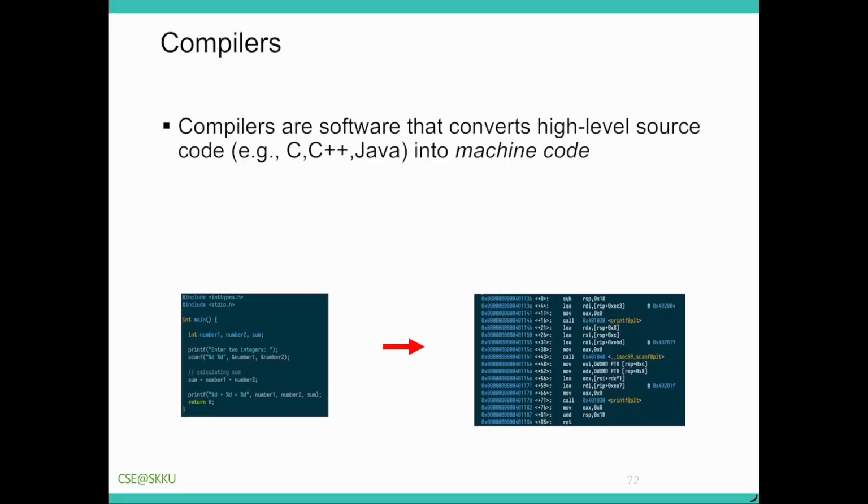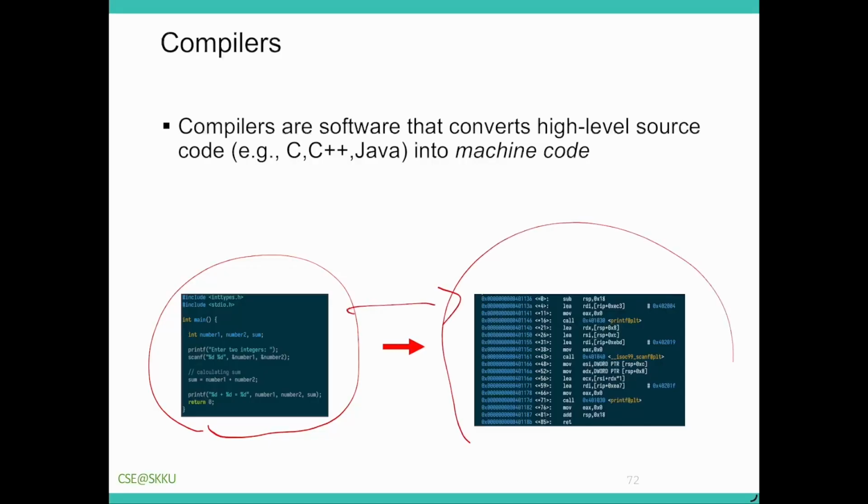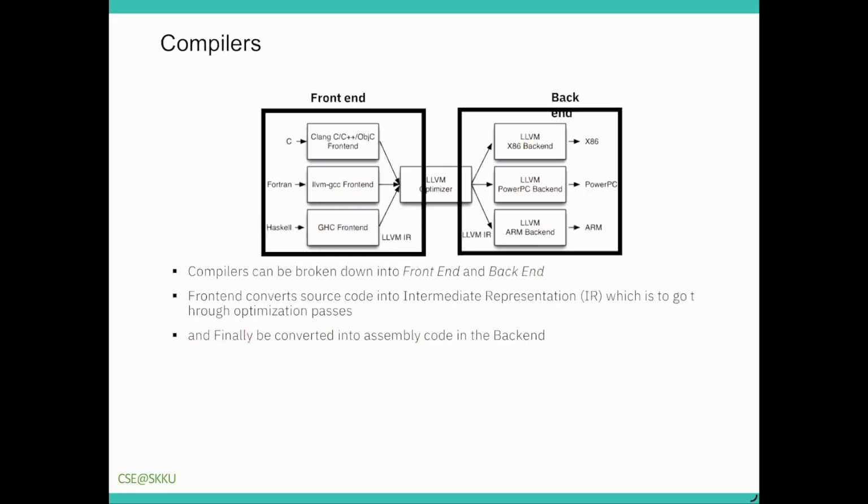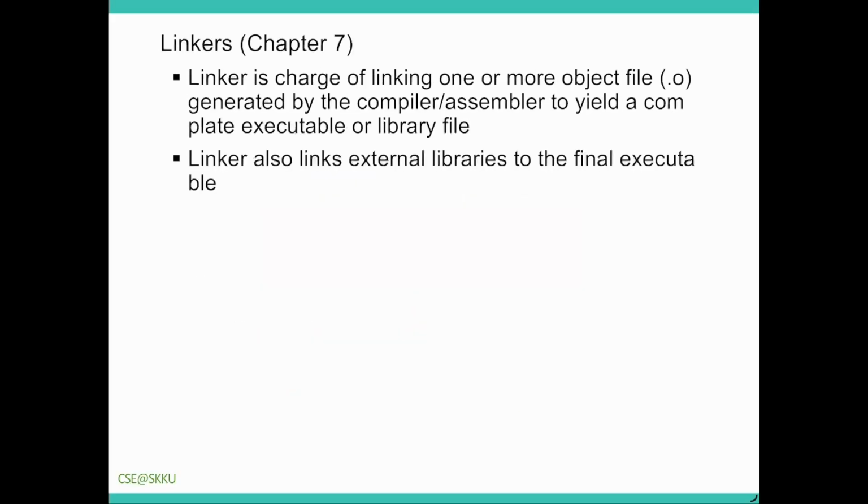So we're gonna skip all the details here. And so compilers are software that converts high-level source code into machine code. So if you give it your source code, it'll convert your code into machine code, and this is the assembly format that is a text representation of the machine code. We're gonna skip all these details.